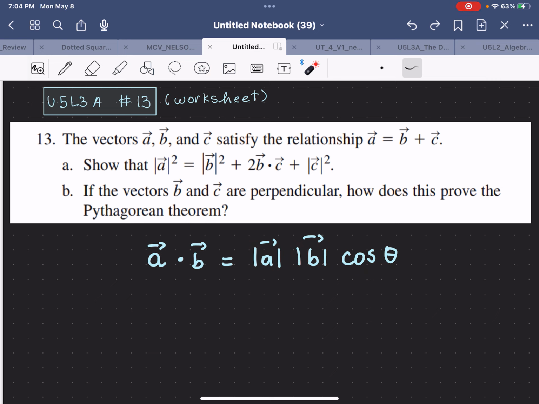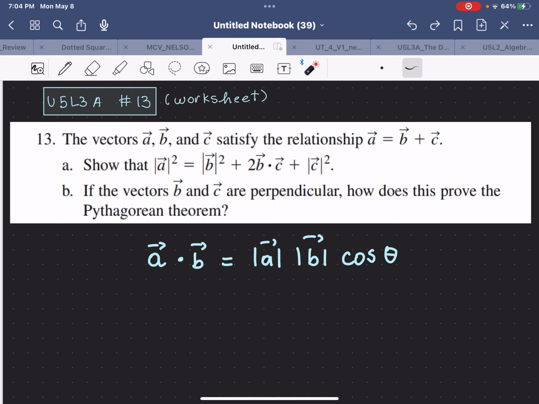So in this question, we are told that there are three vectors, A, B, and C. And the three vectors are connected to each other by this equation: vector A equals B plus C. So we have to show that the magnitude of A squared equals the magnitude of B squared plus 2 times vector B dot vector C, and then plus the magnitude of C squared.